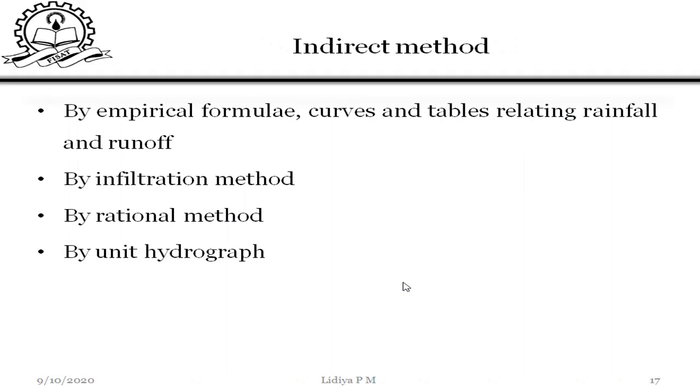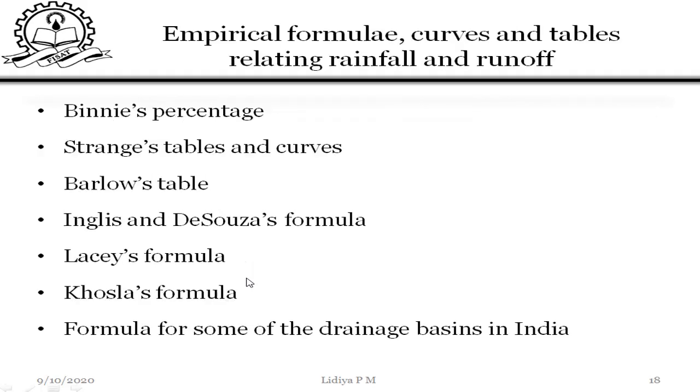Next is the indirect method. That is by using empirical formulas, curves and tables relating rainfall and runoff. Then by the infiltration method, by the rational method and by the unit hydrograph we can measure the runoff.